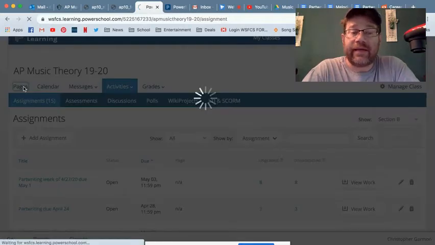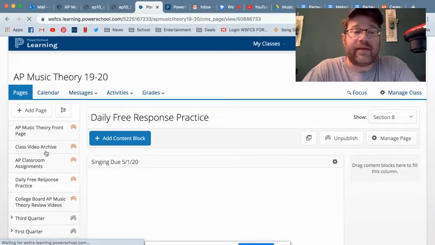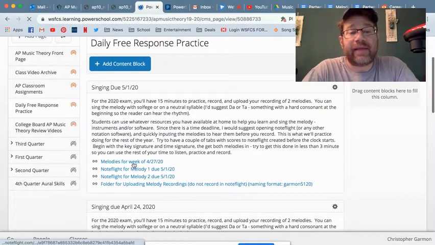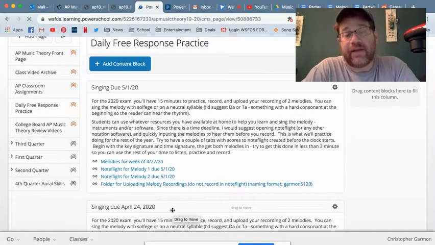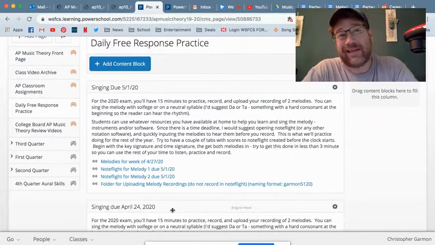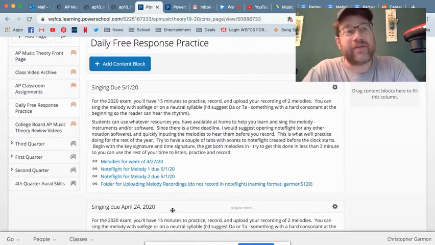The other one is the singing, and this is on pages and then daily free response. And really what I'm trying to get you to do here is to get these melodies into NoteFlight as quickly as you can so that you can hear what the melody sounds like before you have to sing it. Even if you played it on a piano or something, you may play it wrong. If you can get the melody into NoteFlight, even if it only takes a minute, then you can listen to it 2 or 3 times and then sing it while you're recording it. So hopefully you can get pretty proficient on NoteFlight, get these melodies into the computer so the computer will play them exactly the way they're supposed to sound, and then you can use that as a practice aid.